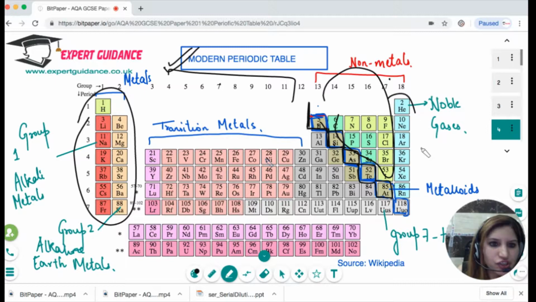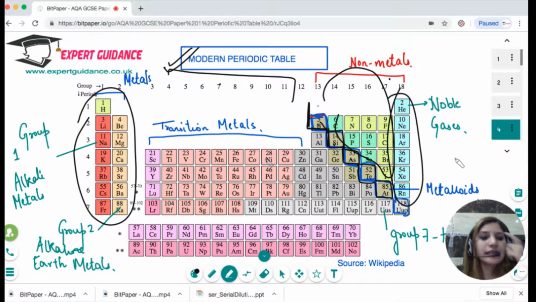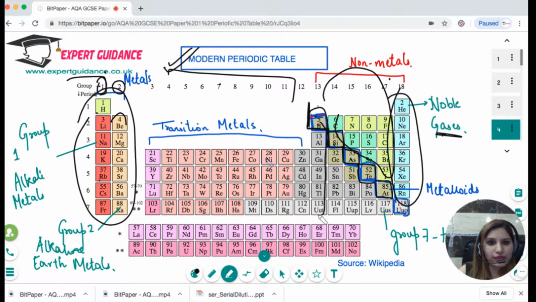Now, the last group is the noble gases. When we do the electronic configuration of the noble gases, we'll see that they have a full outer shell. As a result, noble gases are given the name noble because they do not react. The elements in the same group have the same number of electrons in their outermost shell. In group 1, hydrogen, lithium, sodium, potassium, rubidium, cesium, and francium all have 1 electron in their outermost shell. Beryllium, magnesium, this whole group has 2 electrons in their outermost shell. This group has all 3 electrons in its outermost shell.